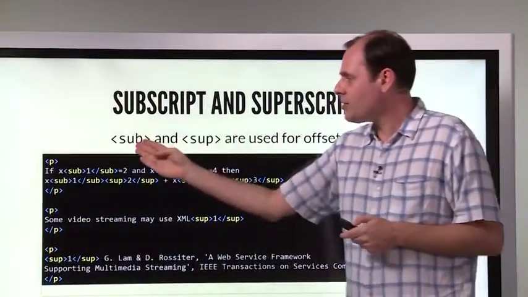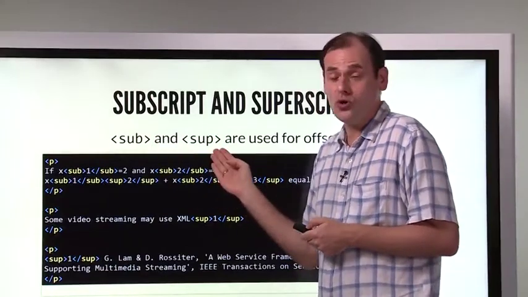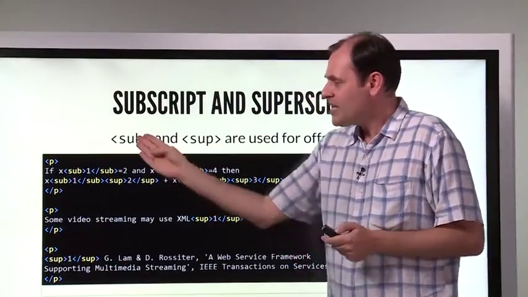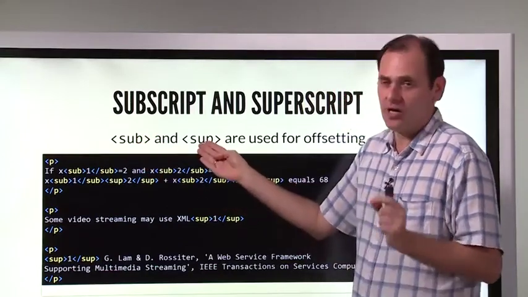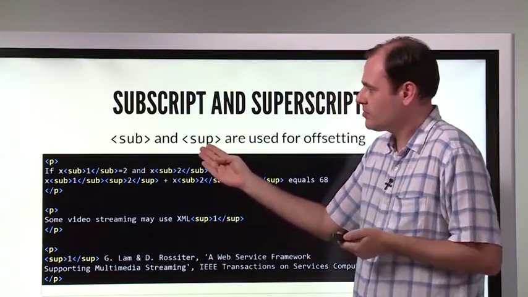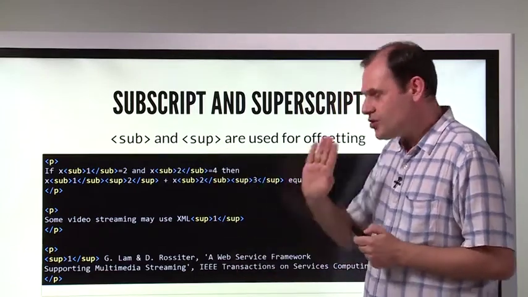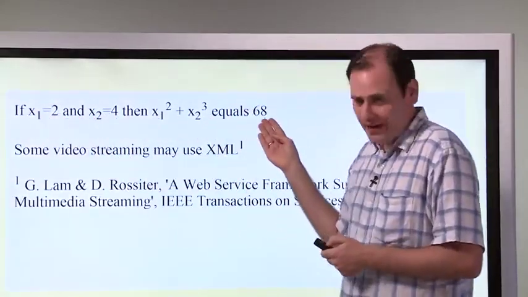What else do we have? Sub and sup, all right? Definitely useful sooner or later, sub and sup. Sub moves the text down, subscript. Sup with a P moves the text up, superscript. All right. So let me show an example of that. So here's an example. This is a little bit of maths.